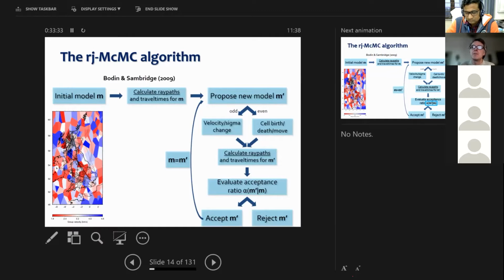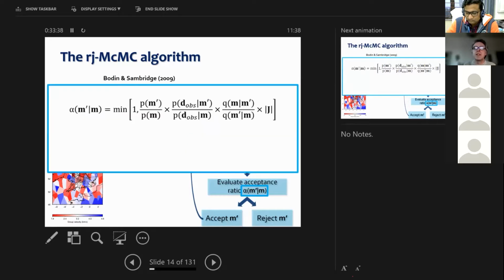The only important part is this acceptance ratio, alpha. And it looks something like this. And you can see that it's the ratio of the prior probabilities of the two models, m dashed and m, the likelihoods of the two models, m dashed and m, and also this Q here is what's called the sampling distribution or the proposal distribution. So it's how we chose the new model. And the J here just deals with changes in volume in model space if we delete or add cells.